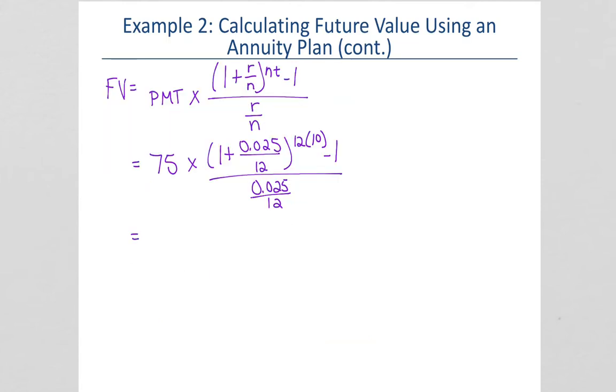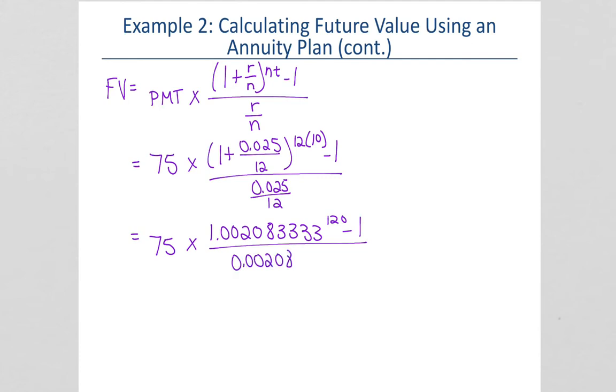Okay, so we'll go over how to put this in Excel. Lots of parentheses. But if you don't use Excel or a graphing calculator, then as many decimals as possible. 1 plus 0.025 divided by 12 would be 1.002083333. 12 times 10 is 120. And just 0.025 divided by 12 is 0.002083333.